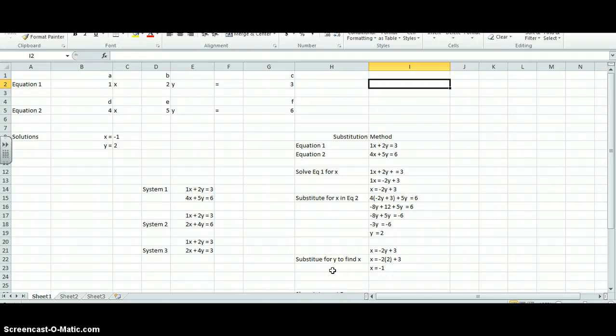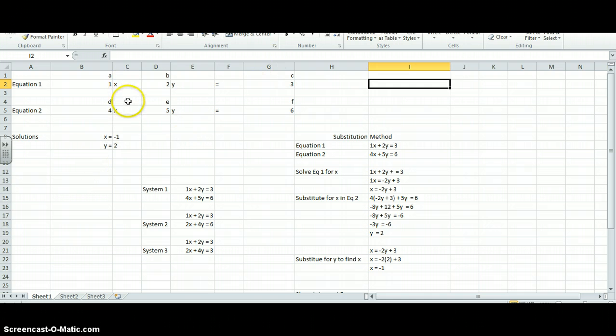Alright, here is my spreadsheet that I made for Technology Investigation 5. My goal for my spreadsheet was to have my output show me the solution of my two equations, equation 1 and equation 2. And then hopefully it will tell me when there's no solution, one solution, and an infinite amount of solutions.